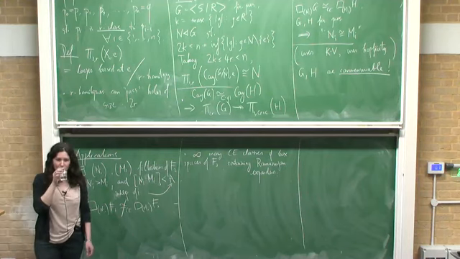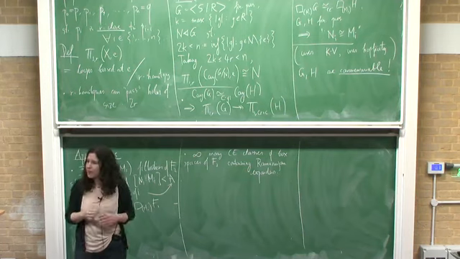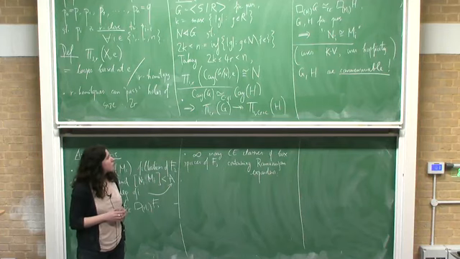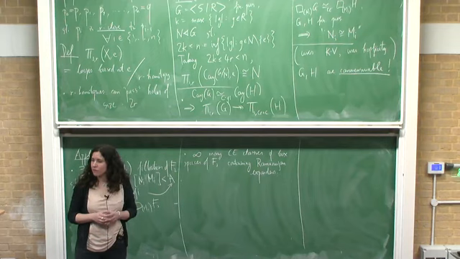Are there any questions? In that theorem over there, do you have examples of infinitely presented groups for which the conclusion fails?